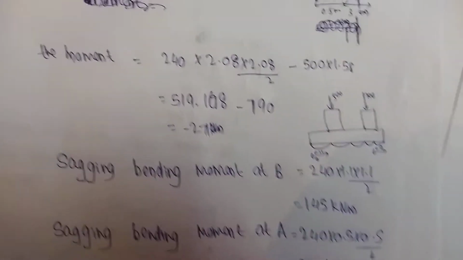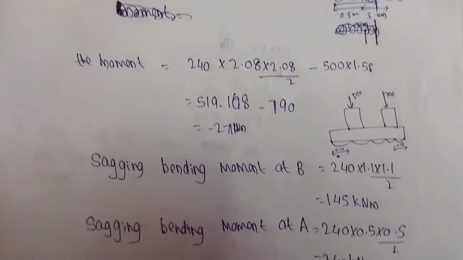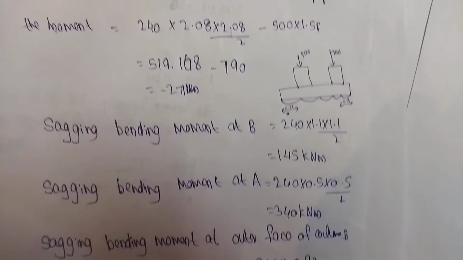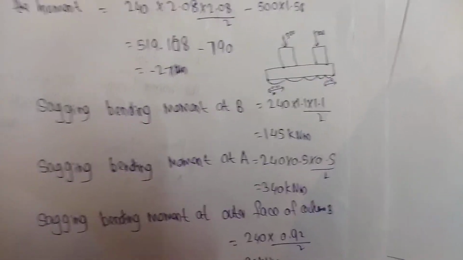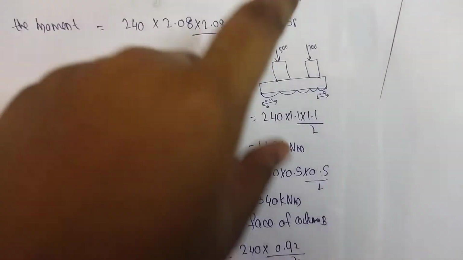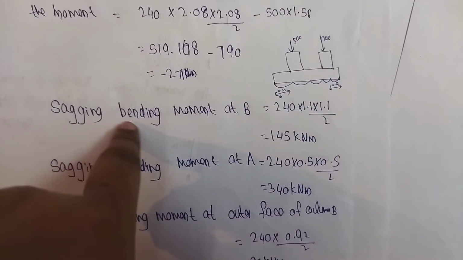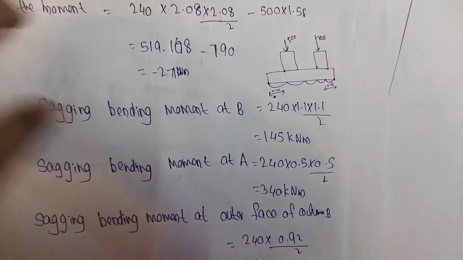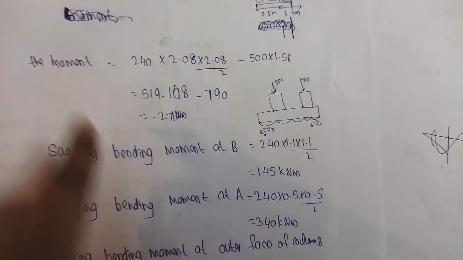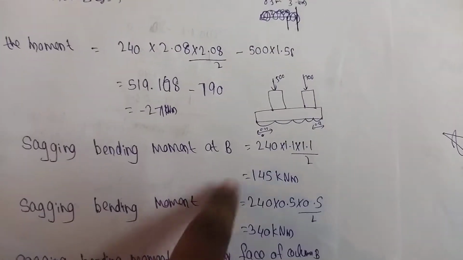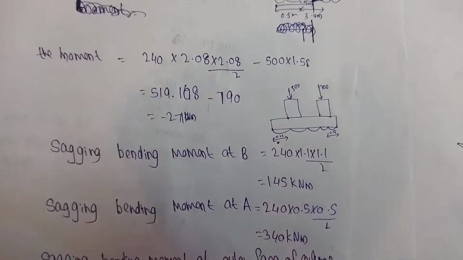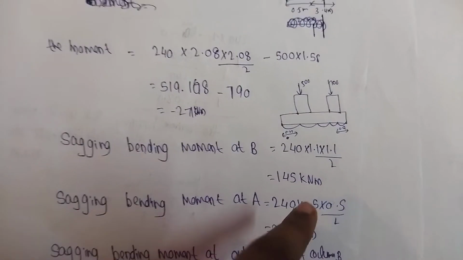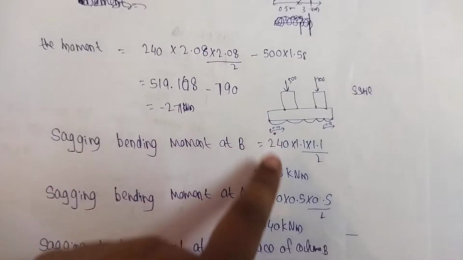Then you want to calculate the equation. Then sagging bending moment at B and sagging bending moment at A, that is where the load is acting, that is where the sagging happens. Load acting portion undergoes sagging. So the load acting portion undergoes sagging. So how to calculate sagging bending moment? Sagging bending moment means what?